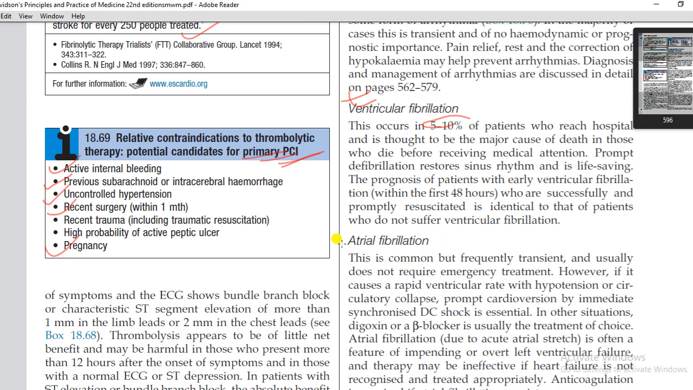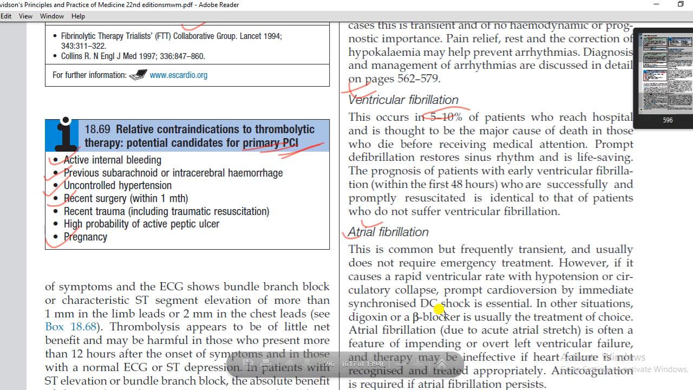Now let's talk about atrial fibrillation. This is common but frequently transient and usually does not require emergency treatment. However, if it causes a rapid ventricular rate with hypotension or circulatory collapse, prompt cardioversion by immediate synchronized DC shock is essential.